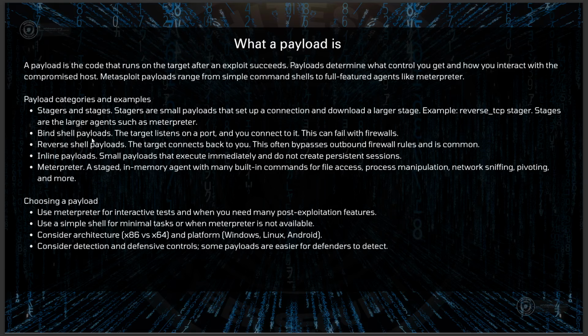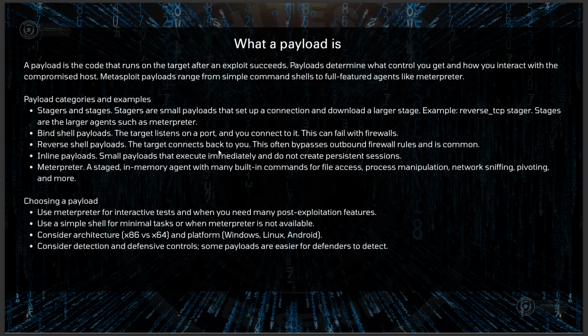Now, bind shell payloads. The target listens on a port and you connect to it. This can fail with firewalls. If you watch our last course, the Netcat course, we covered this thing. Then reverse shell payloads. See here, this is the thing: the target connects back to you.